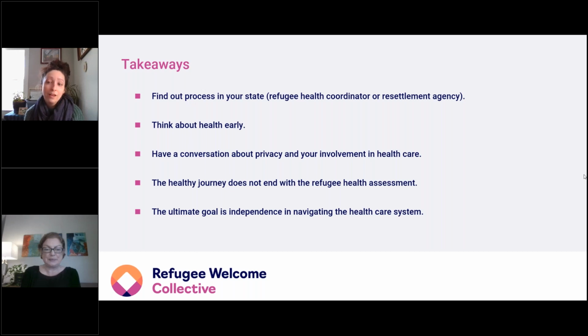So it's really going to be partially your responsibility to make sure that that stays on the front burner. Have a conversation about privacy and your involvement in healthcare. When you have this conversation, whether before or after the visit, is going to depend really on your relationship with the client, and how involved you are is going to depend on both their comfort level and your comfort level.